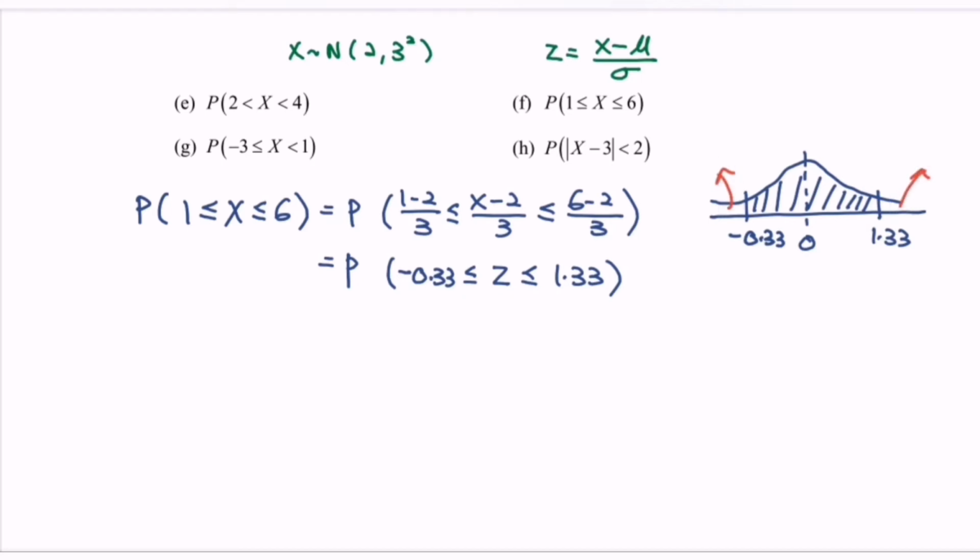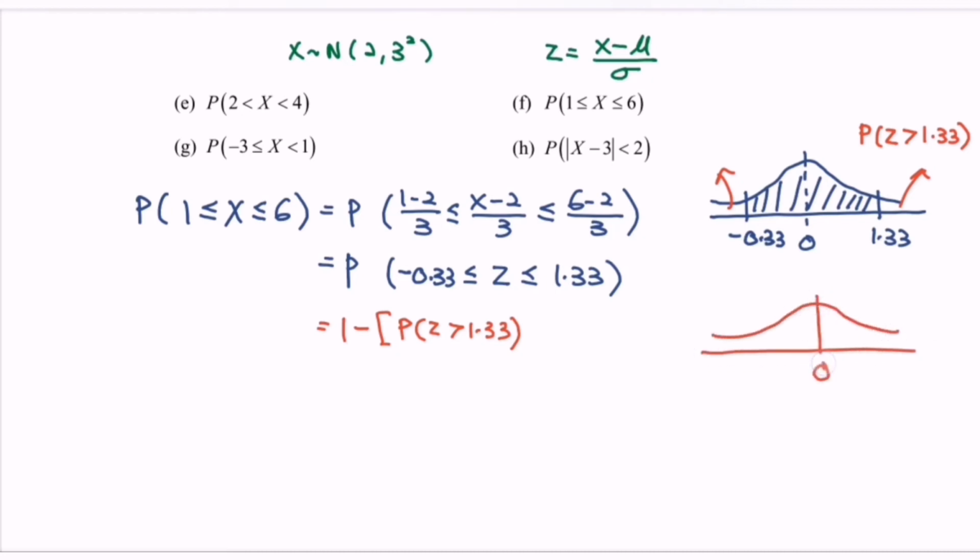So rewrite the formula, where we have 1 minus, in brackets, eliminating the first part on the right-hand side, the probability that z is greater than 1.33. Another part we have to focus on is the left-hand side. Kindly refer to the diagram. If we flip the situation, it will become 0.33. So in order to eliminate this part, it will be named as the probability that z is greater than 0.33.